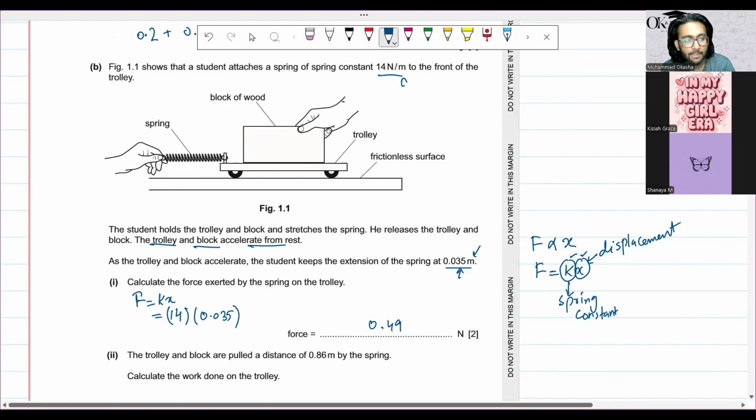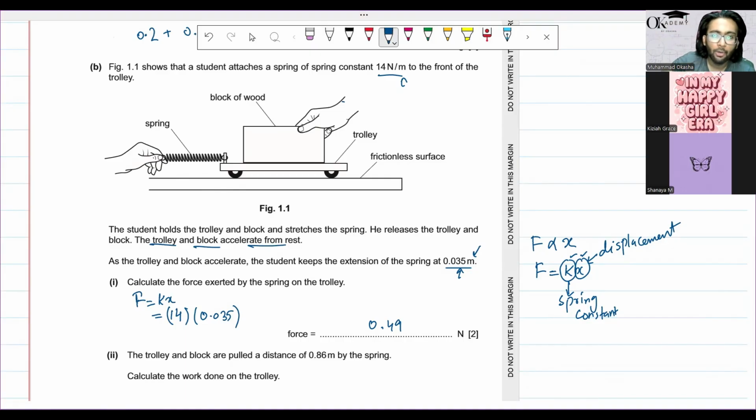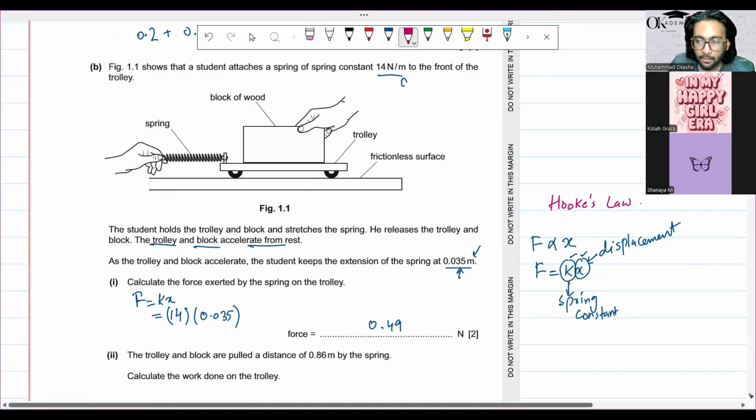So that's the force that is exerted by the spring on the trolley. This is given by Hooke's law.